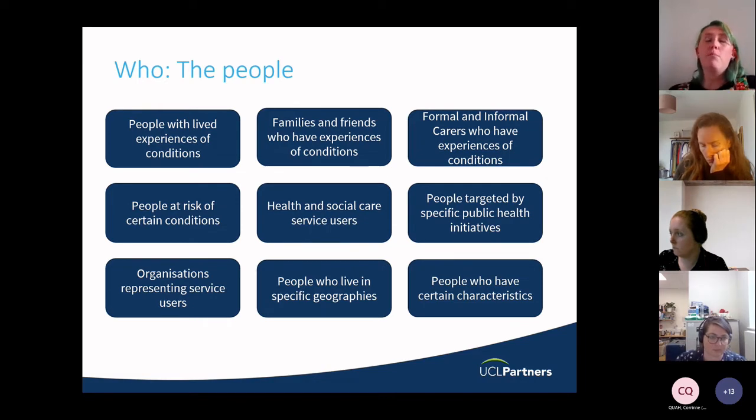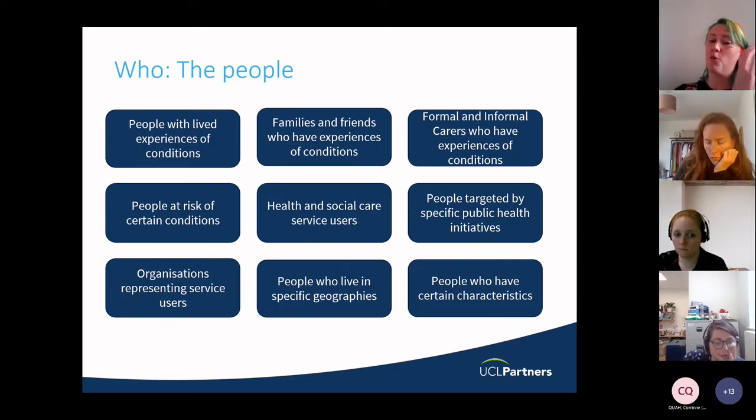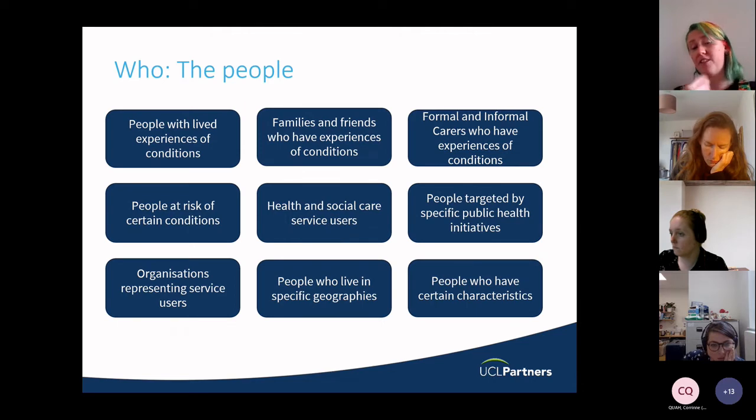Equally, you might want to take a little bit of a broader sphere in terms of looking to engage with organisations or charities or community organisations who represent particular service users or people with specific lived conditions, because they obviously have a lot of experience working with those people, and can add a different flavour, a different perspective. Or the very classical ones: thinking about geographies, locations, and people who have certain demographic characteristics.